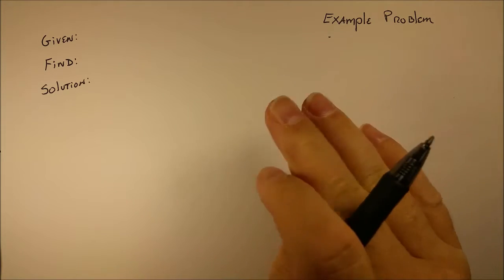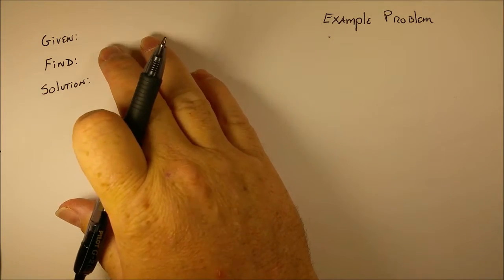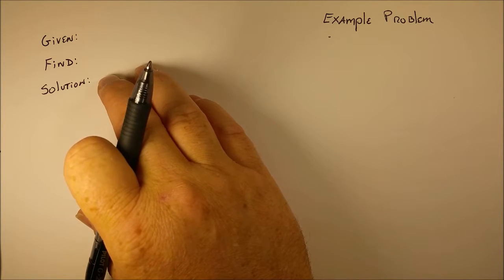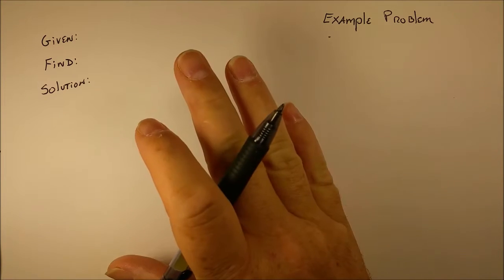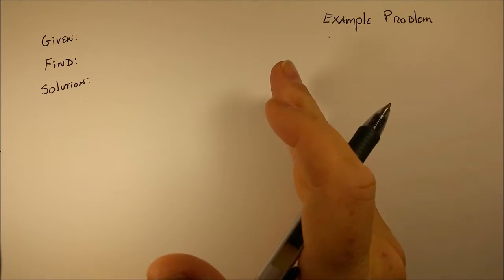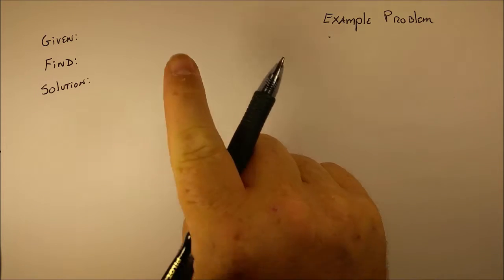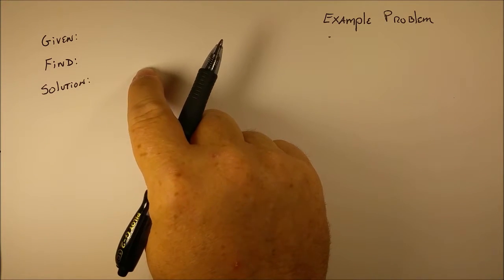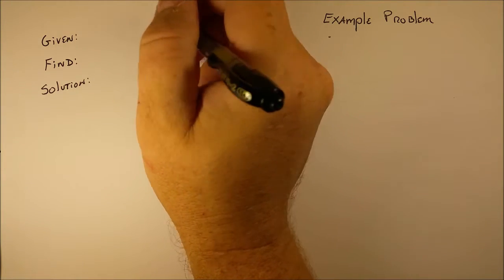All right, so here's how we're going to do this. I'm going to give you an example problem. We're going to go through the given, the find, and the solution, and I'll try to do this very quickly so that it doesn't waste your time. And if you need more time with it, just simply rewind it. So here we go. For this example problem, this is one we worked in class and didn't have a chance to finish up.